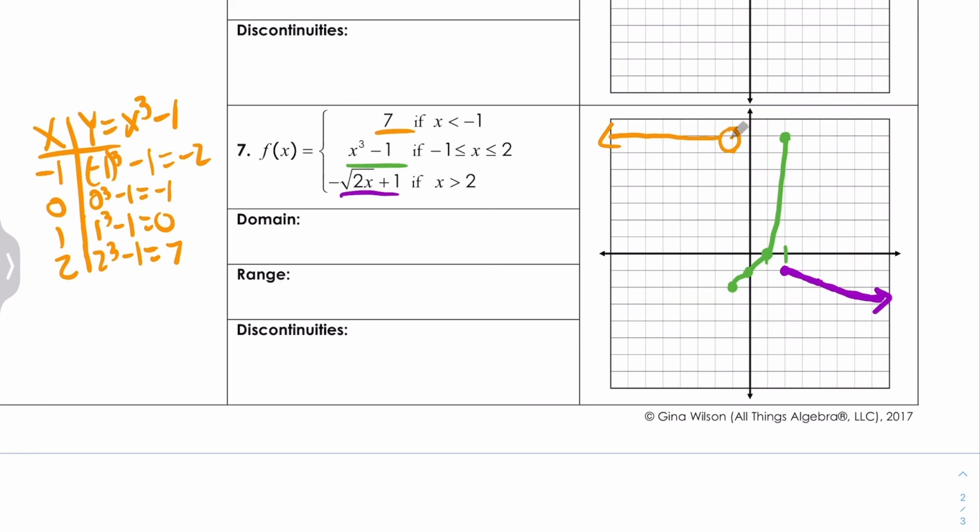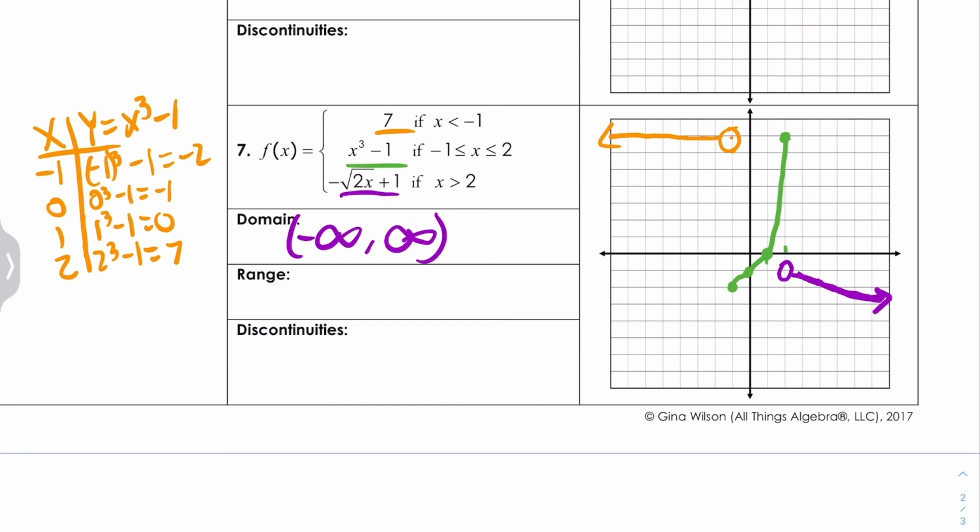Domain from left goes until -1, but the -1 is included down here in the green. From the -1, it goes to the right and goes to x equals 2. 2 is included on the green, which means I need to fix the purple one. The purple one should have an open circle right there. And then from the 2, it goes forever to the right. So -infinity, no gaps, +infinity. No gaps for the x's.